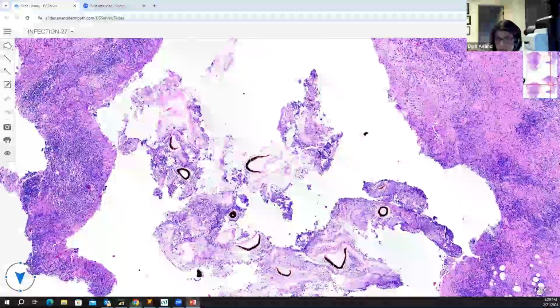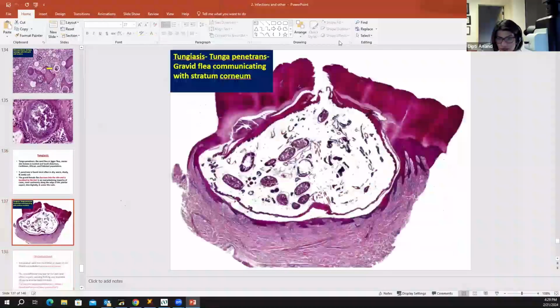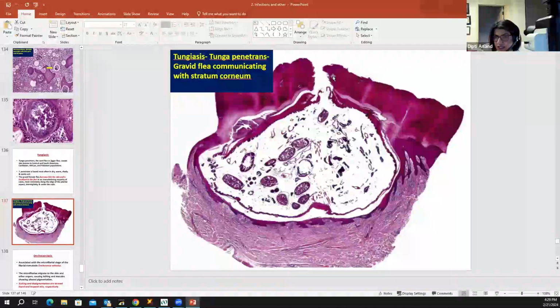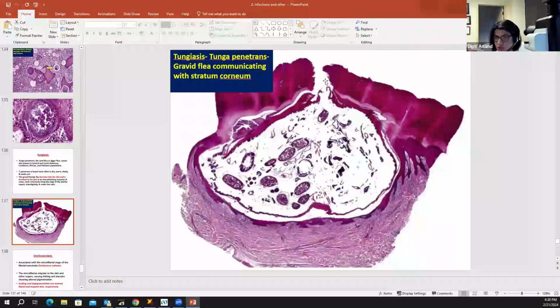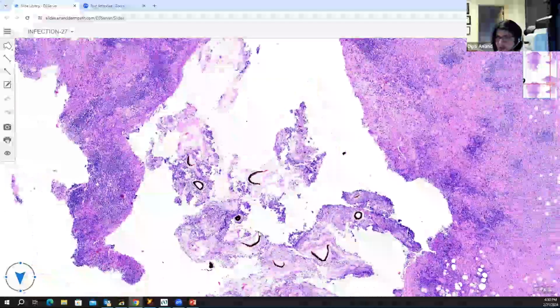Now, distinguish this from tungiasis or Tunga penetrans, where a gravid flea communicates with the stratum corneum. This is again a pregnant flea. So you will see some kind of a communication within the epidermis, but this looks different from myiasis. So keep that in mind. This is again a nice board question that they like to ask you. That's tungiasis or Tunga penetrans. And this, on the other hand, is myiasis.